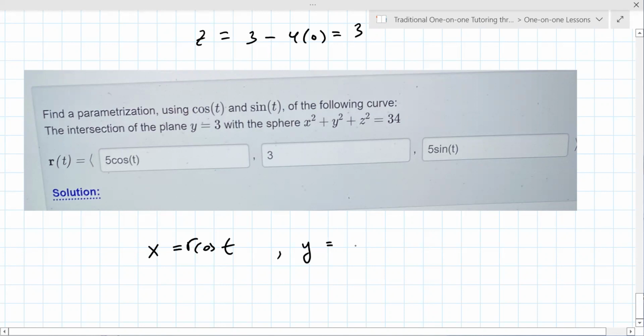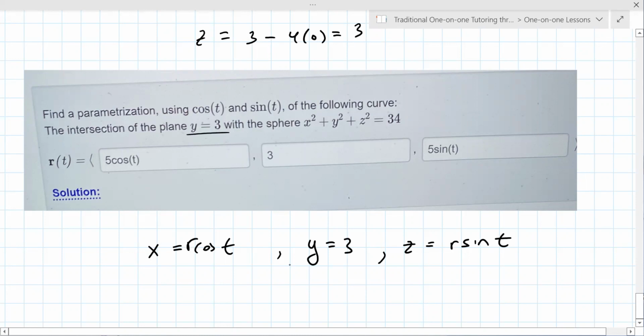Y equals r cosine t. You saw this in pre-calc trig. Sorry, this is completely wrong. I apologize. Y is 3, and z, we're going to use for sine, so it's r sine t. Normally y is sine, but because it tells you that y is 3, you use that one first.